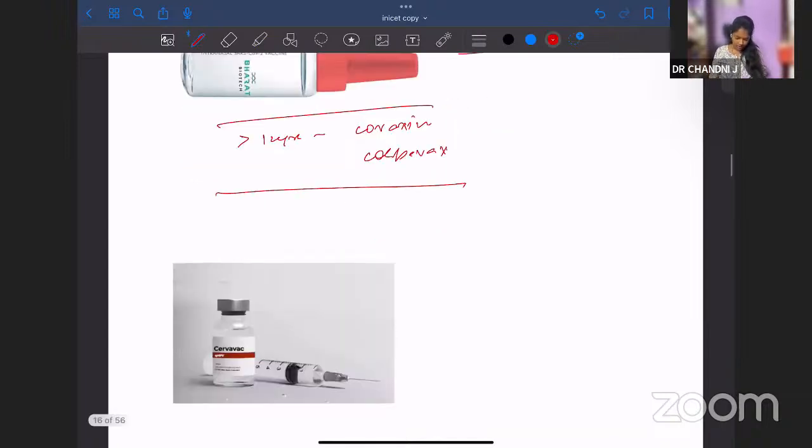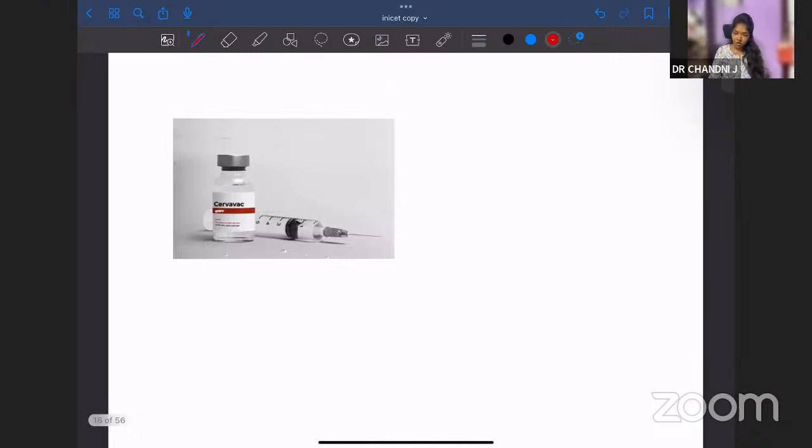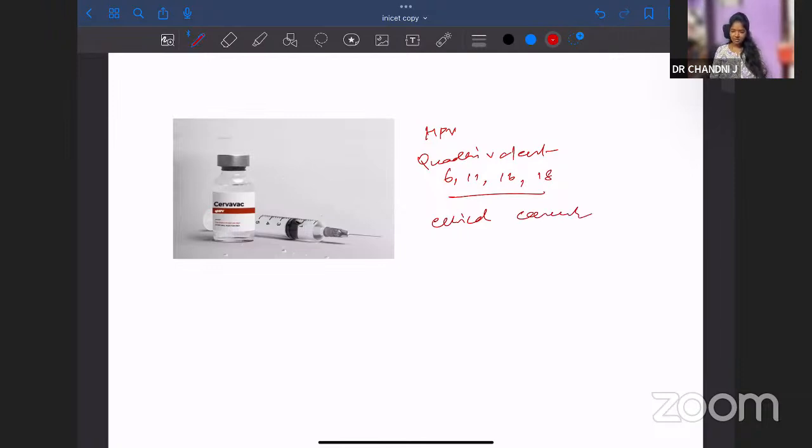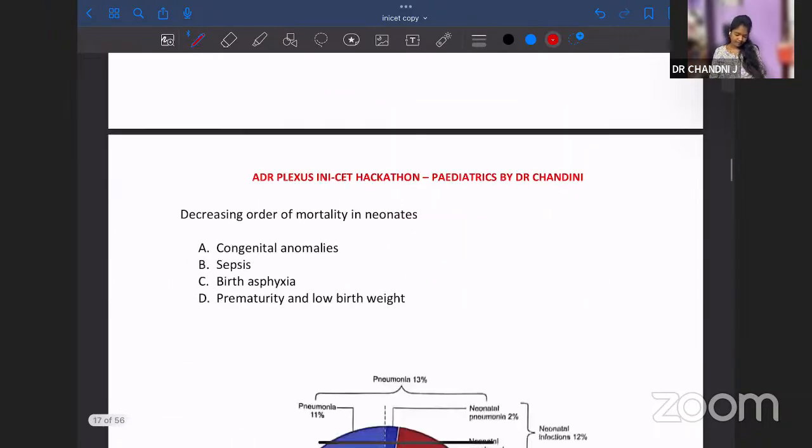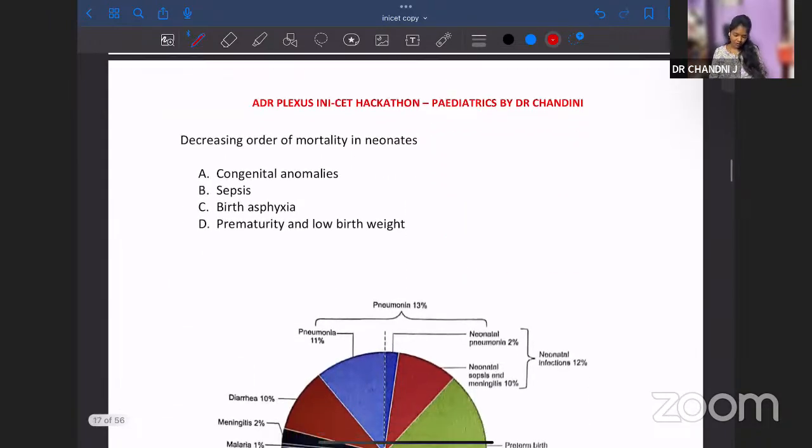Okay. The next. What is this? Servavac. Servavac is also an indigenous vaccine for HPV, human papilloma virus, produced by India. It is quadrivalent. What are the strains? 6, 11, 16, 18. So it is used to prevent what? Cervical cancer. Clear? Servavac, indigenous HPV vaccine, quadrivalent. So 2 new vaccines we have seen. Fine. We'll move on to the next question.